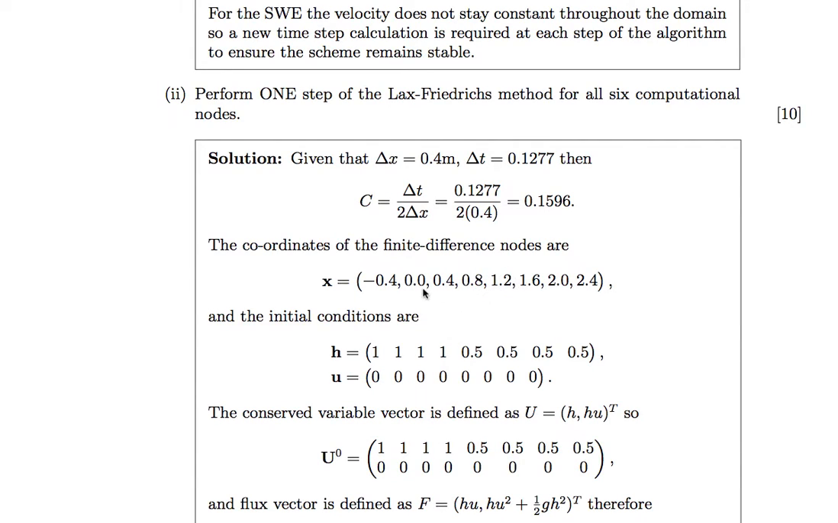Okay, so the partition is at 1, which is halfway between these two nodes. So the first 4 nodes are going to have a height of 1, and the last 4 nodes are going to have a height of a half. And the water is initially at rest, so all those velocities are going to be 0 everywhere.